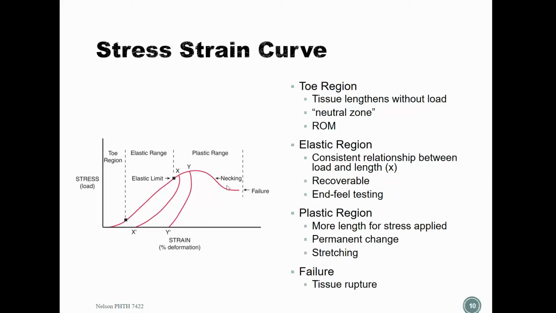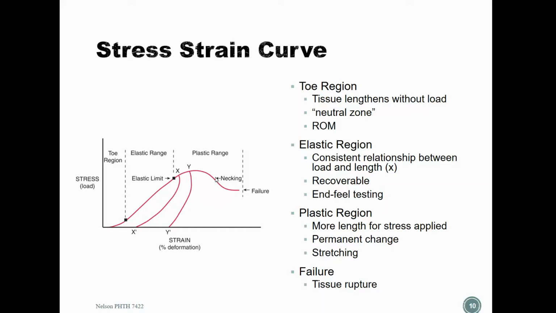The plastic range here, and the shape of this curve can vary quite a bit based on the tissue. It's where I actually am lengthening the tissue. So this is where we want to actually make the connective tissue cell or the overall tissue longer. And that's what we do with stretching. What we don't want to do is get over in this range where we have failure.